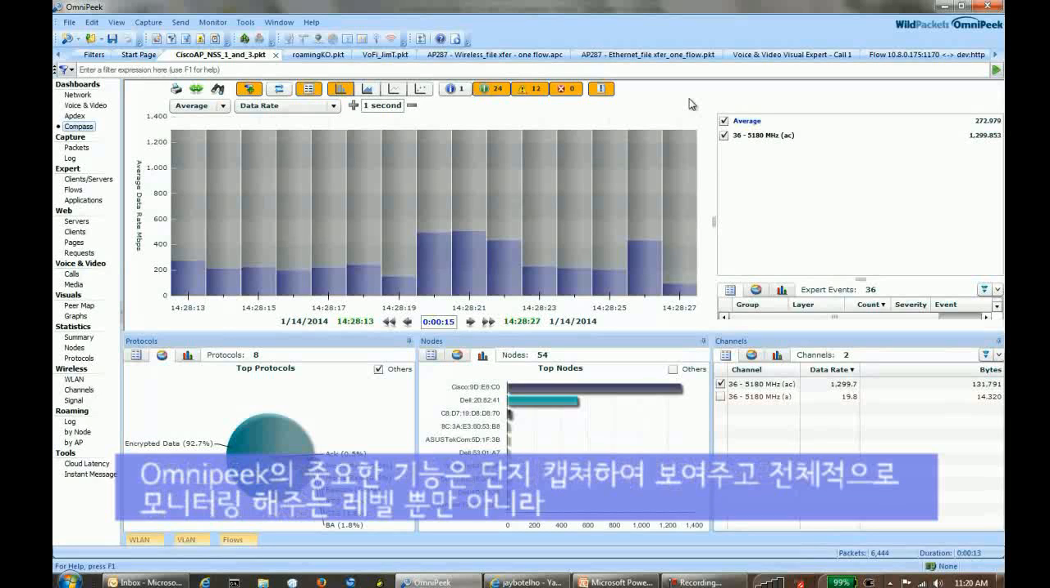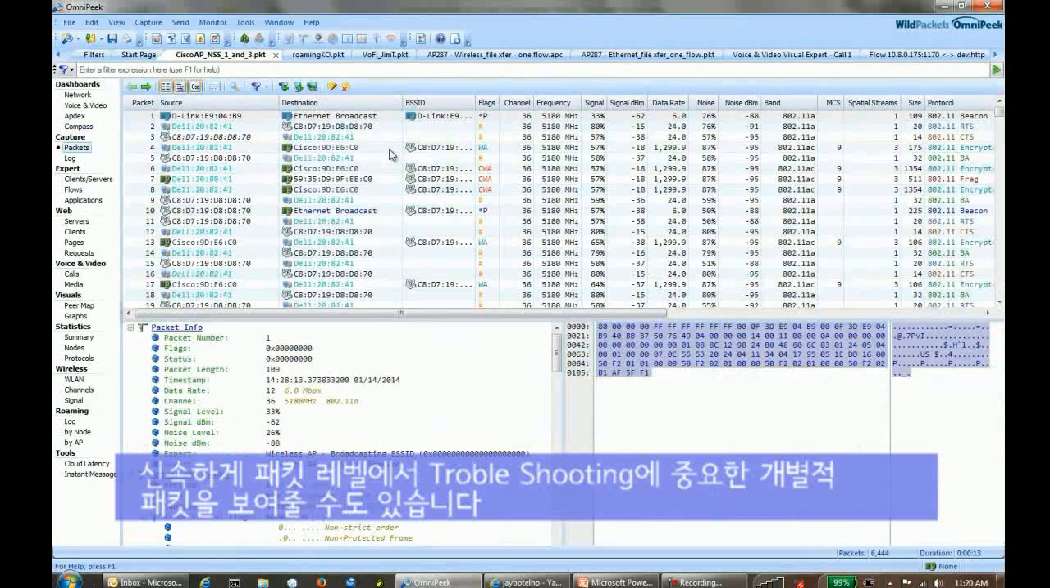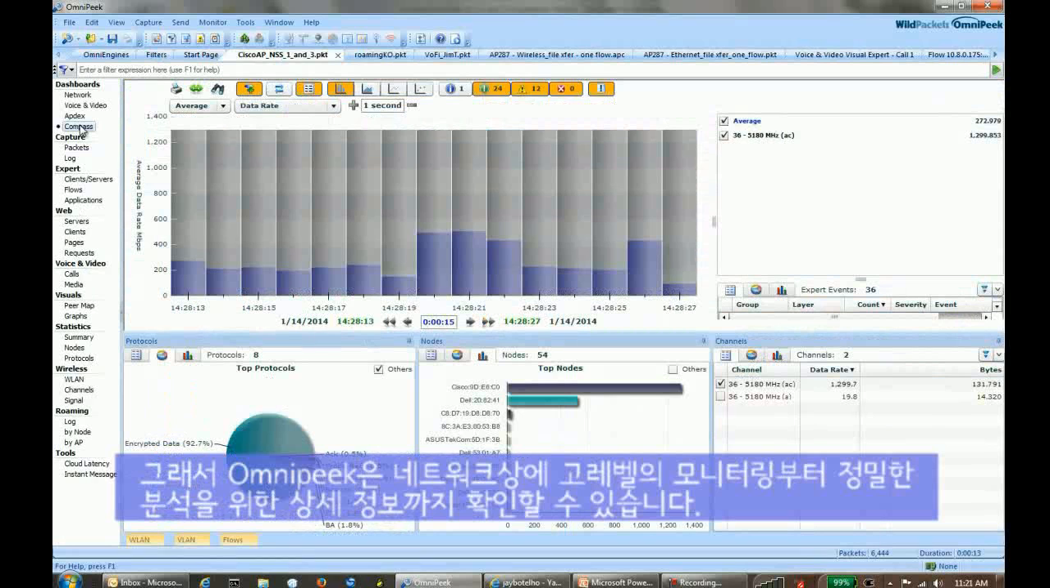OmniPeek is not only do we capture things and display things at an overall monitoring level, we can also always very quickly get down to the packet level and see individual packets on the network if that's important for troubleshooting. So OmniPeek is able to take you from a very high-level overall view of your network via our dashboards all the way down to very detailed information for detailed analysis.